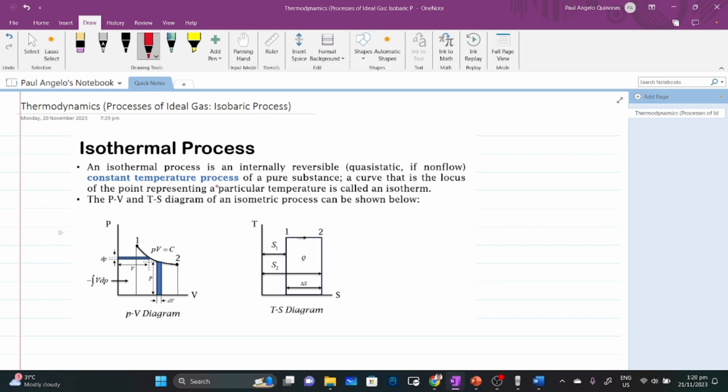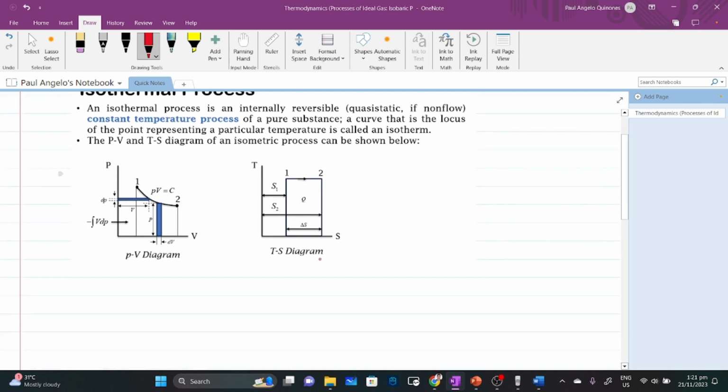Okay, so this time we will discuss the isothermal process. When we talk about an isothermal process, the assumption, unlike before when we talked about the isometric process where the volume is constant, and the isobaric process where the pressure is constant, is that the temperature remains constant. So here, we can start first with our combined gas law.